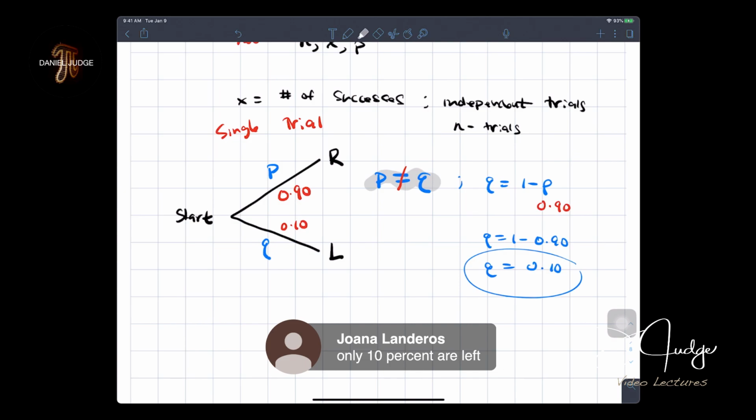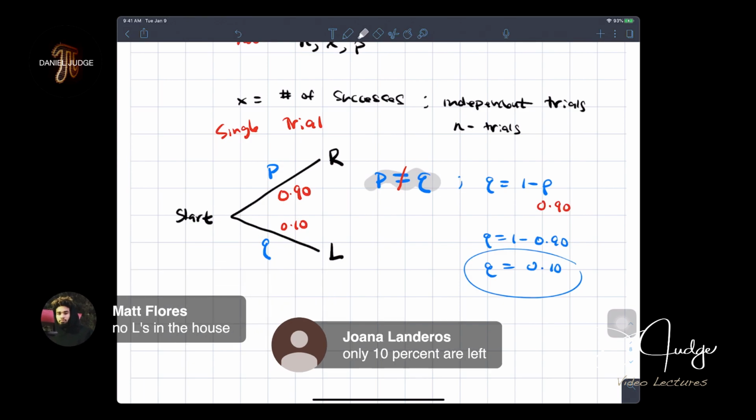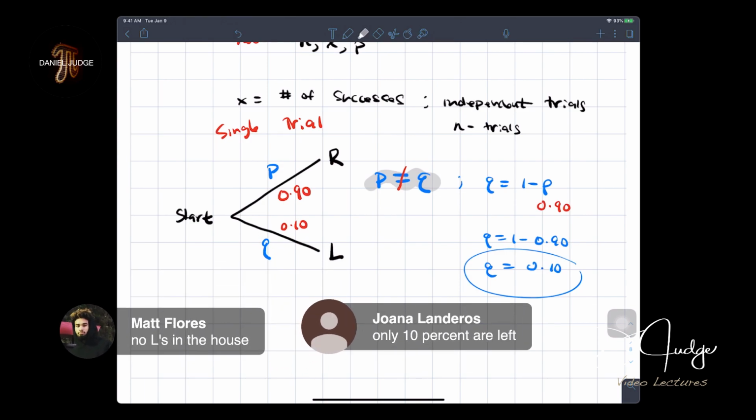Thank you, guys. Okay? Yes, Matt, I don't believe there's any lefties here. But 10% of us are left-handed. 90% are right-handed.